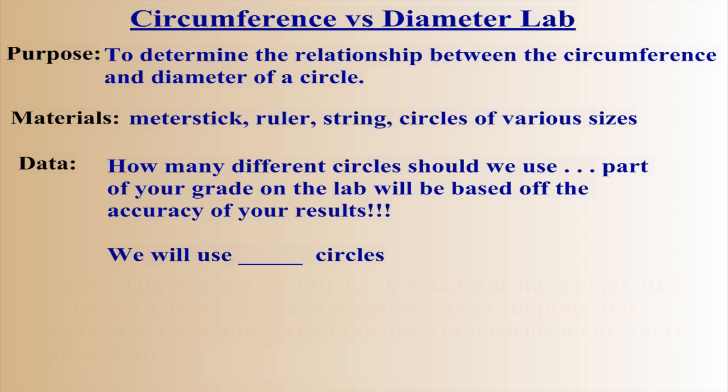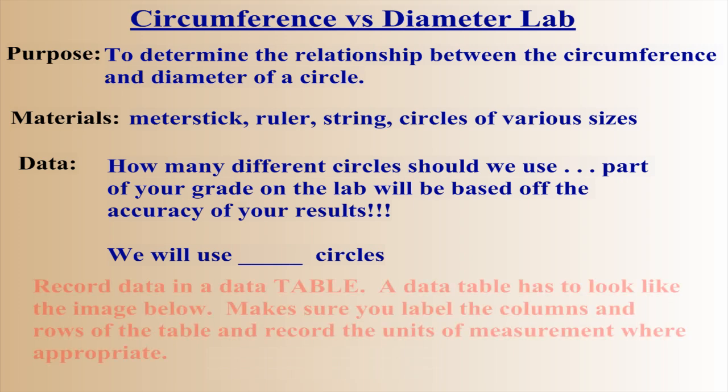And your lab group can decide. It's up to you guys. I would use a variety from small to large circles, and then I would pick a decent quantity, but not overkill where you just have so many circles. It's ridiculous. You know, people are done with their lab and you're still measuring circumferences and diameters because you've got too many. But that's something you guys are going to have to discuss tomorrow.